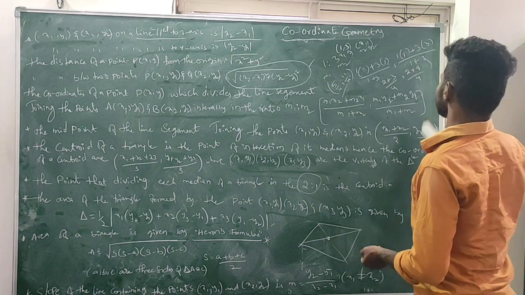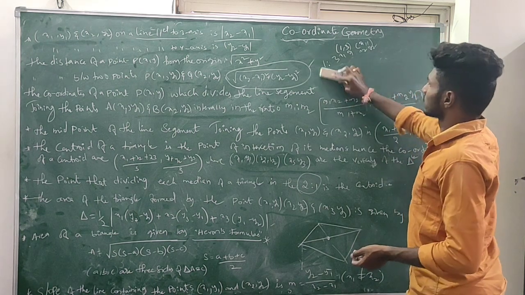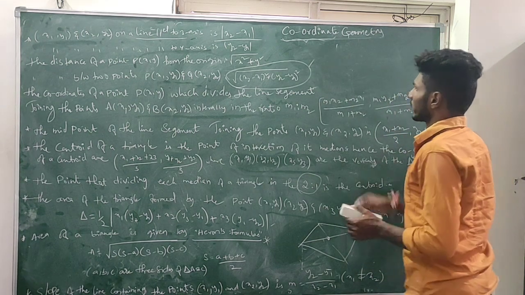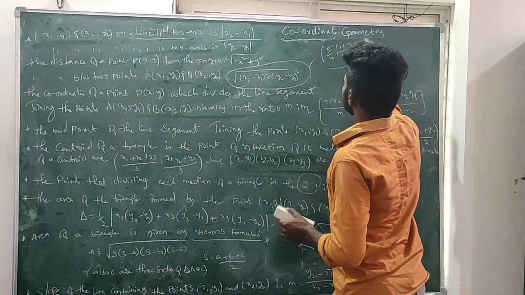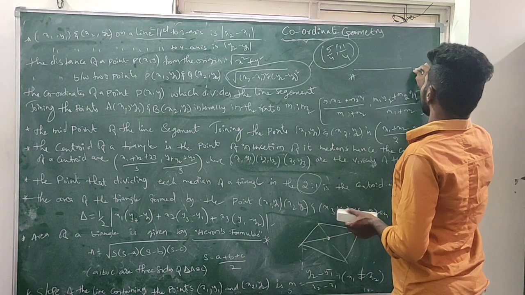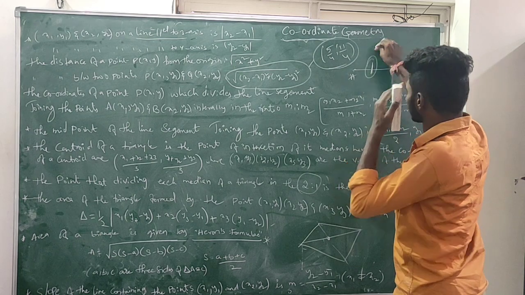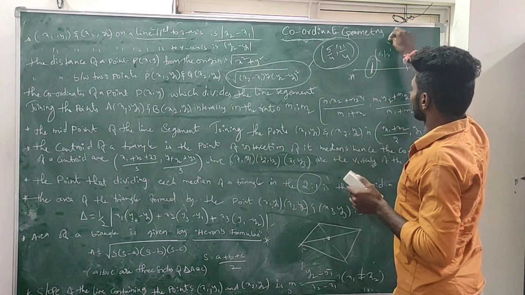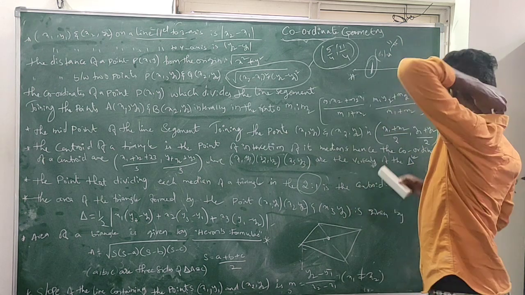So this is your point 5 by 4 comma 11 by 4. Now we have found the point at which the line AB is divided into 2 parts. This particular point is 5 by 4 comma 11 by 4.